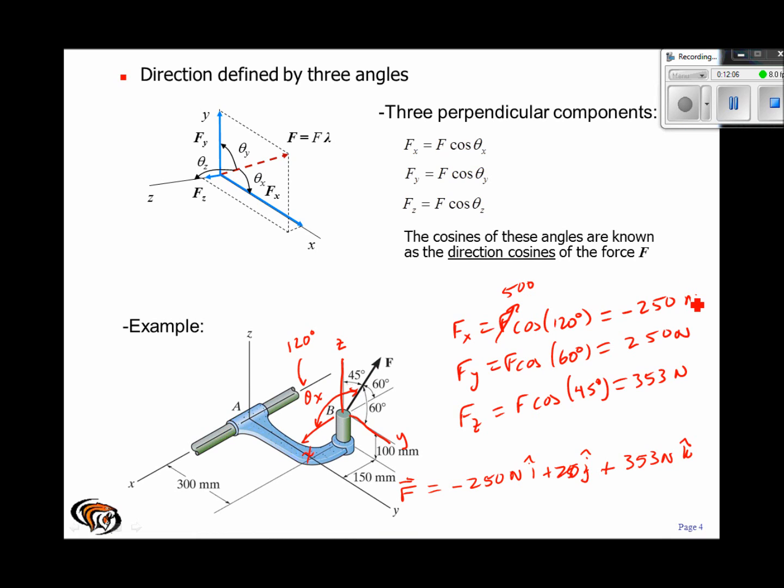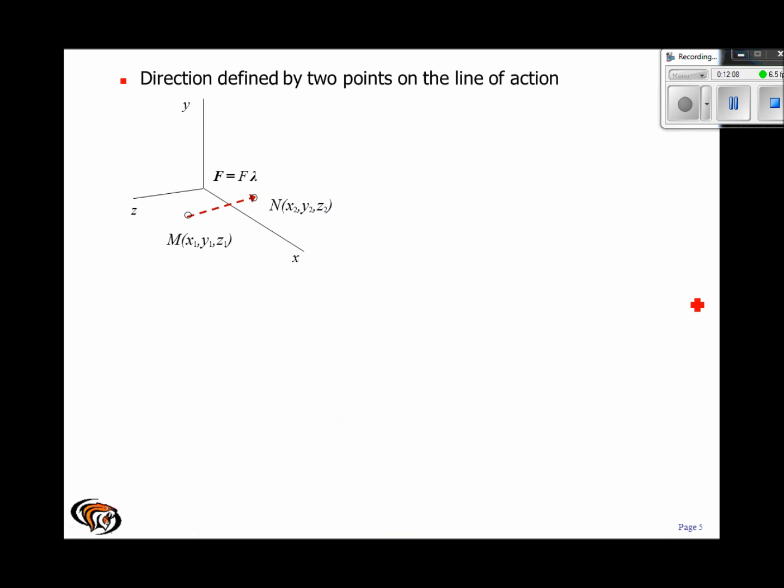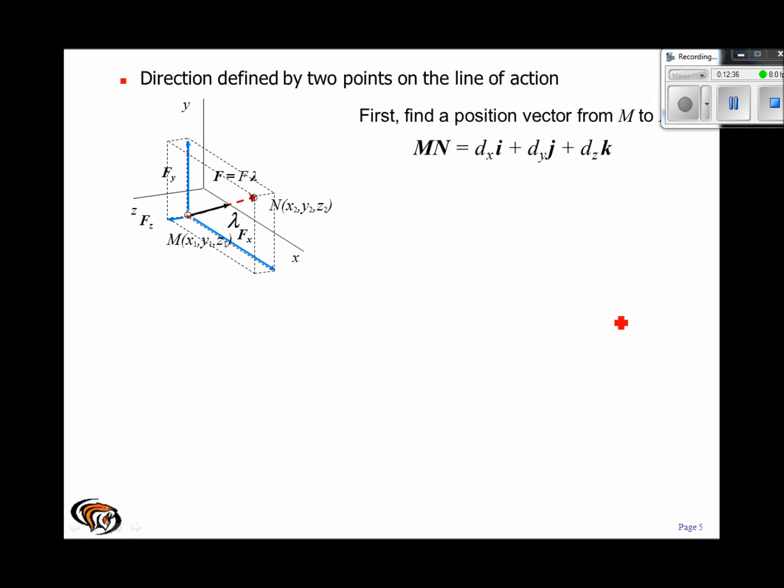The next item is going to be a vector. The direction is given with 2 points along its line of action, in this case M and N. The unit vector, notice again, is going to be along the line of action of the force. And so what we need to do is find a position vector first, and then find the components along the x, the y, and the z direction. So let us go ahead and find that position vector.